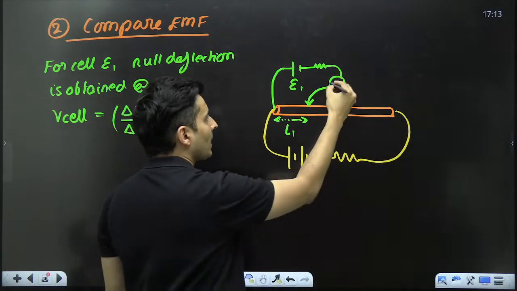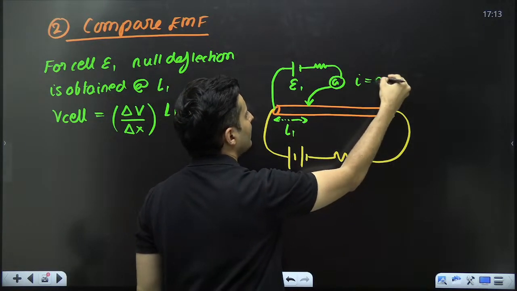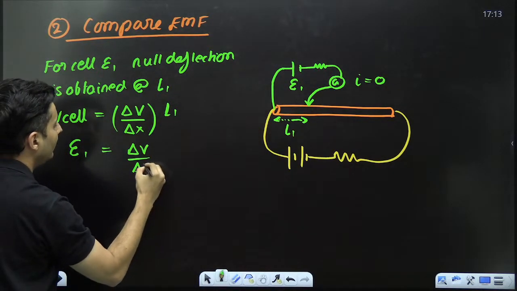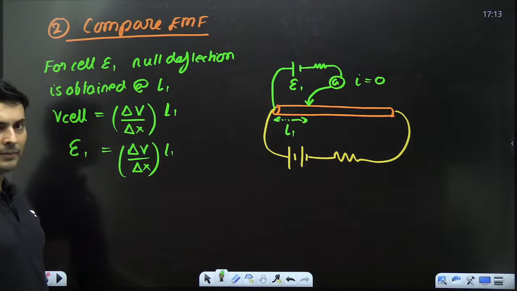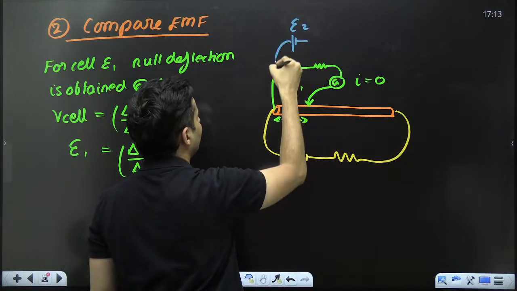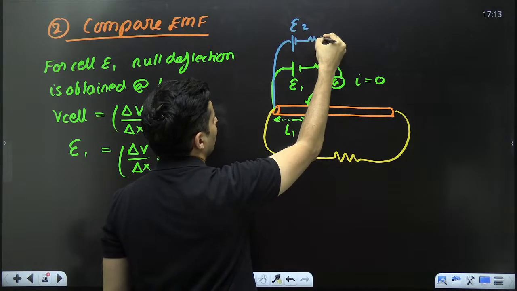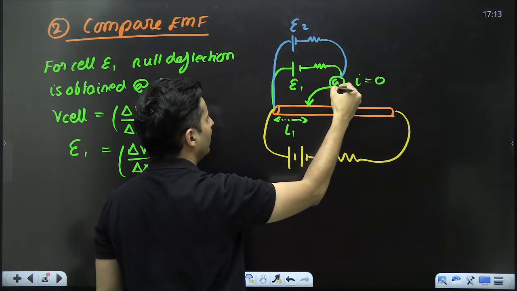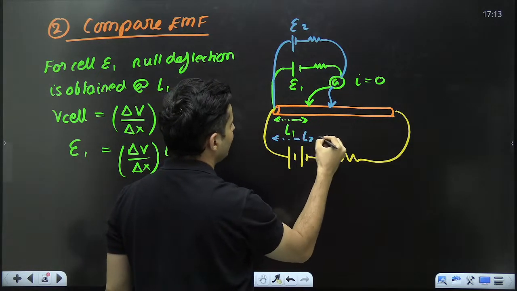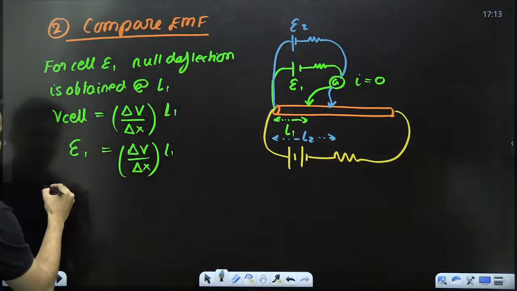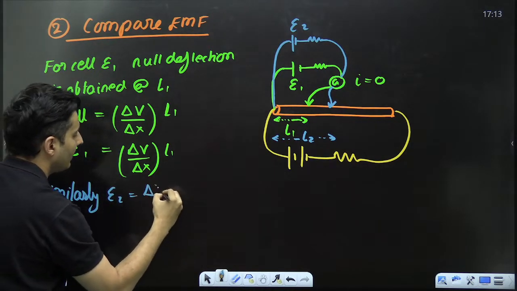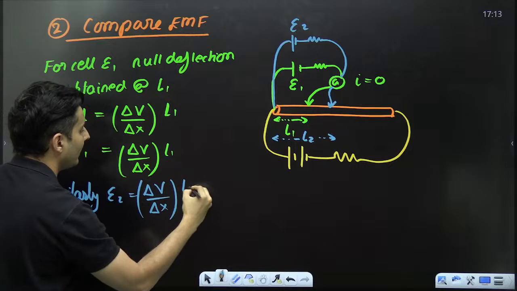Agree or disagree? There is no current. Remember, current is 0. So terminal voltage is the EMF across the battery. So E1 will be delta V by delta X into L1. Now you take any other battery. Let's say this is E2. Connect the same terminal here, this positive. Maybe it has some internal resistance. Again via galvanometer, see where it balances again. Maybe this is the new balancing length. Again, similarly, you can say E2 is delta V by delta X, the whole thing into L2.